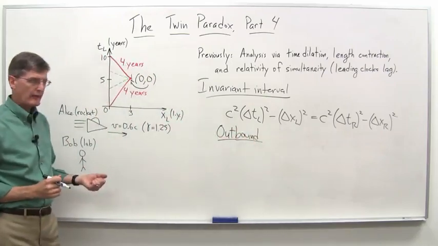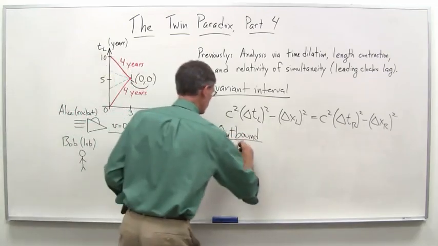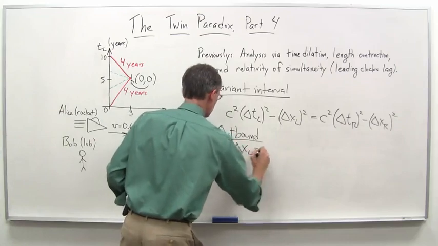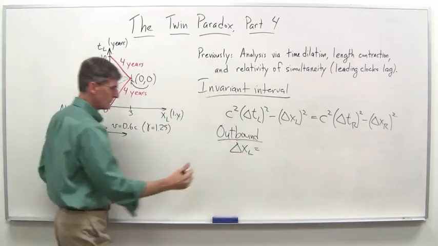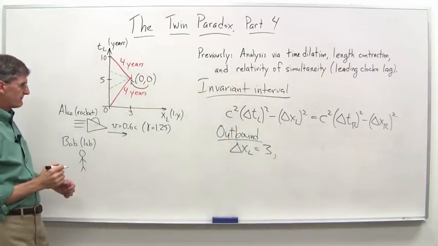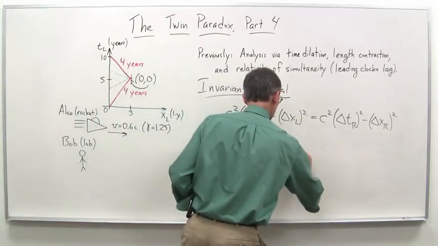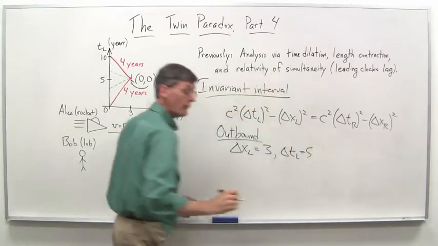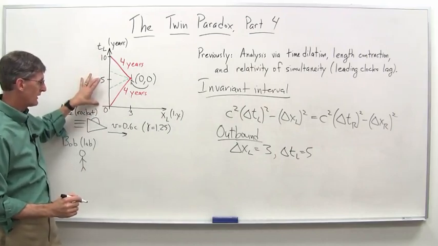For the outbound trip, we have delta x_L is 3. Okay, so let's write that down. Delta x_L, in other words, it goes to 3 minus 0, so the difference is 3 light years. In this case, delta t_L, again, we're assuming we've done Bob's analysis, delta t_L is 5 years for the outbound case.